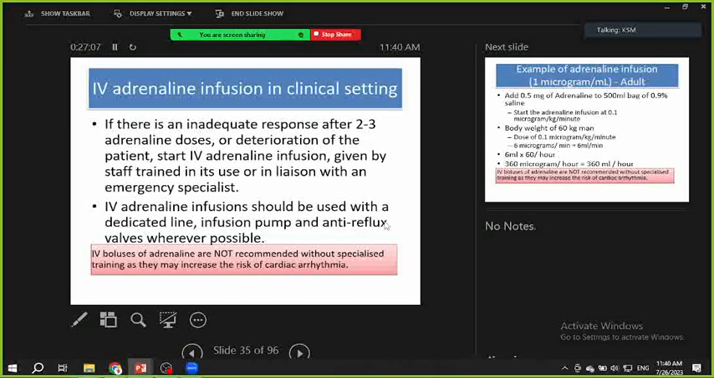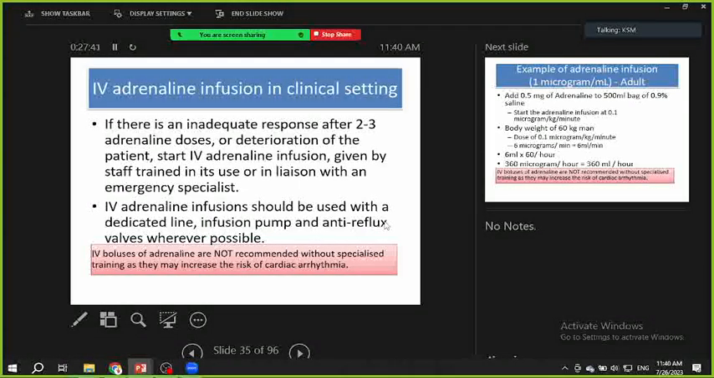with the liaison of some senior fellow. And IV adrenaline infusion should be used with a dedicated line. You can't give saline or other drugs with the dedicated line of adrenaline. No need to insert a central venous CVP line. You can use the peripheral line in this emergency situation. But IV boluses of adrenaline are not recommended without specialist training, as they may increase the risk of cardiac arrhythmia.